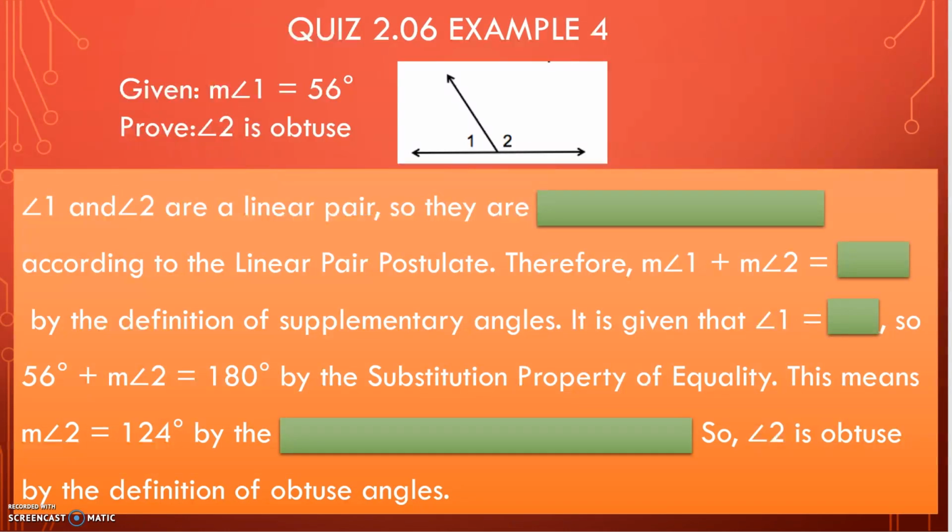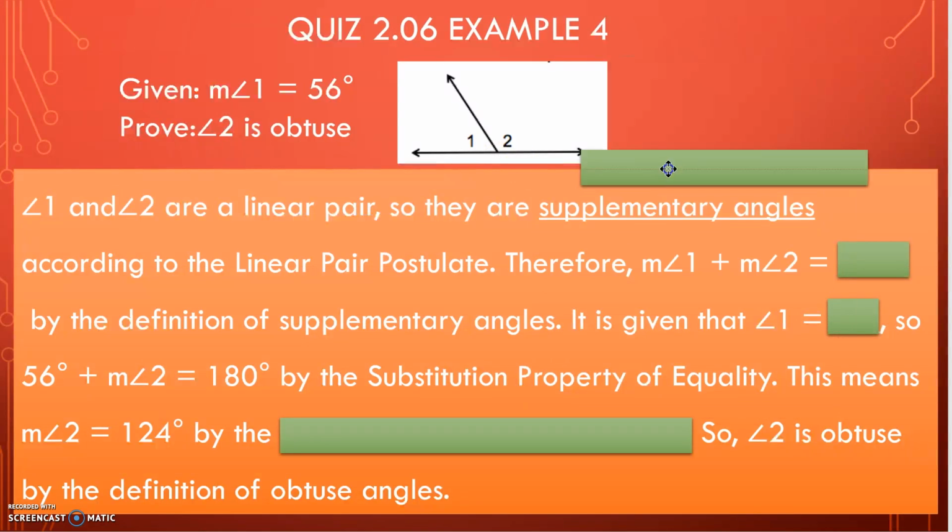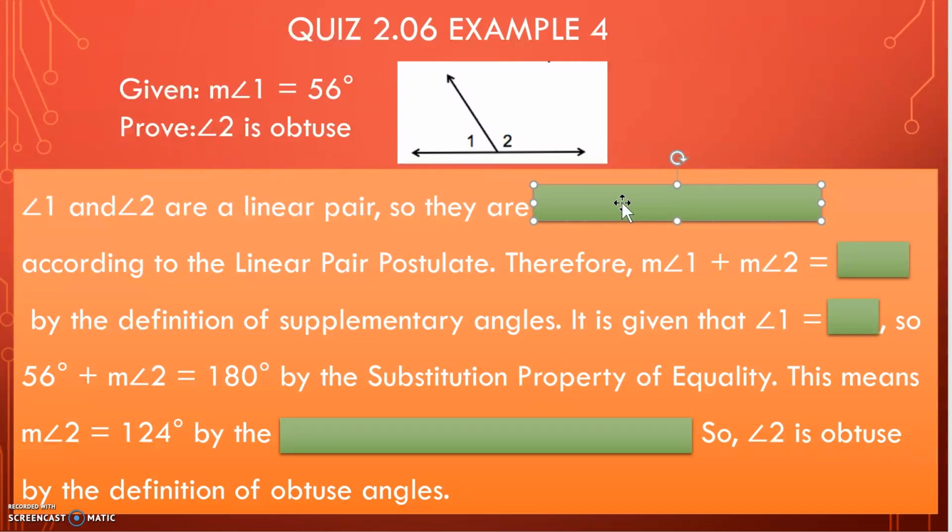Angle 1 and angle 2 are a linear pair, so they are supplementary angles, according to the linear pair postulate. Linear pairs are supplementary. Therefore, the measure of angle 1 plus the measure of angle 2, well, supplementary means two angles that sum to 180 degrees.